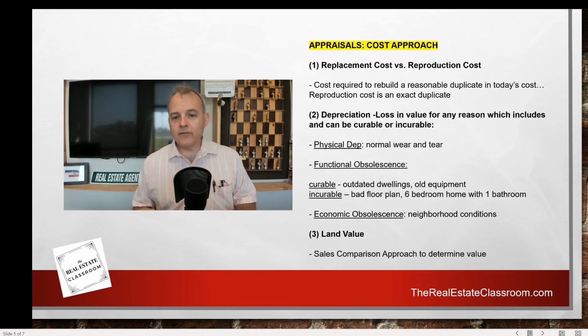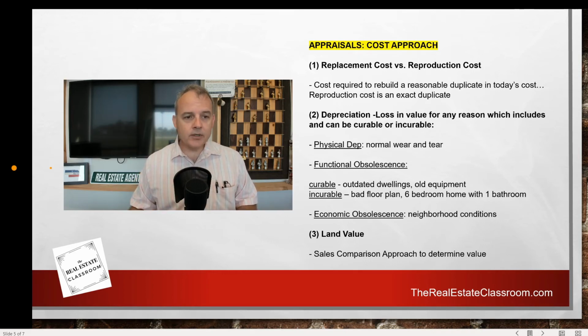And then the third part of our component is land value. And this is interesting because an appraiser, when they're doing a cost approach, is actually going to use a sales comparison approach to determine the value of the land. So those are your 3 components to the cost approach.